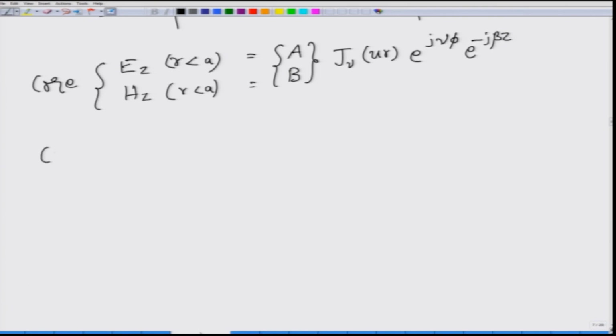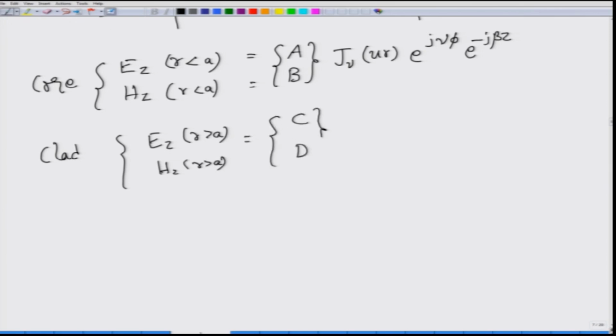For the clad mode solutions, the solutions must be for Ez, r greater than a, and Hz, r greater than a. These have to be some constants C and D. The constant C goes for Ez, constant D goes for Hz. The argument here will be the same. It would be K nu of Wr, because these are the ones which have to be decaying, e to the power j nu phi, e to the power minus j beta z. Okay, so these are the constants A, B and C, D which you need to determine.